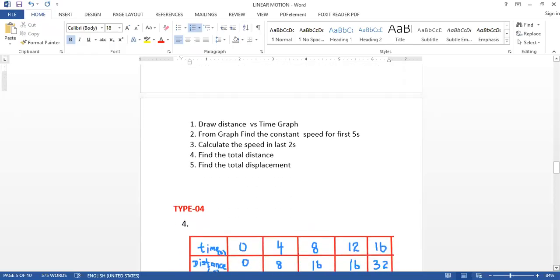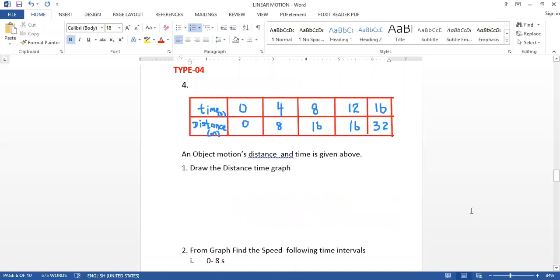Let's move to the type number 4 question now. This question is related to given data. They have given data and they're asking us to draw the graph. See here, time 0, the distance is also 0. When time is 4, the distance is 8. When time is 8, which means another 4 seconds, the distance is 16. After another 4 seconds the distance remains the same, and at 16 seconds the distance has changed to 32.